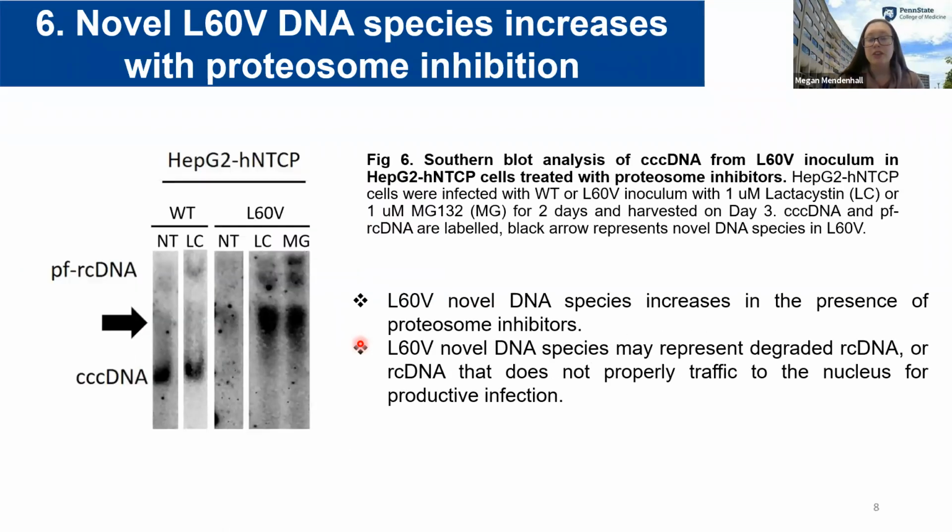We then further tested the role of the proteasome in L60V HBV entry by treating the L60V-infected cells with proteasomal inhibitors, lactacystin or MG132. We found that these proteasomal inhibitors strikingly increase this novel DNA species detected from L60V infection, marked by the black arrow in figure 6.